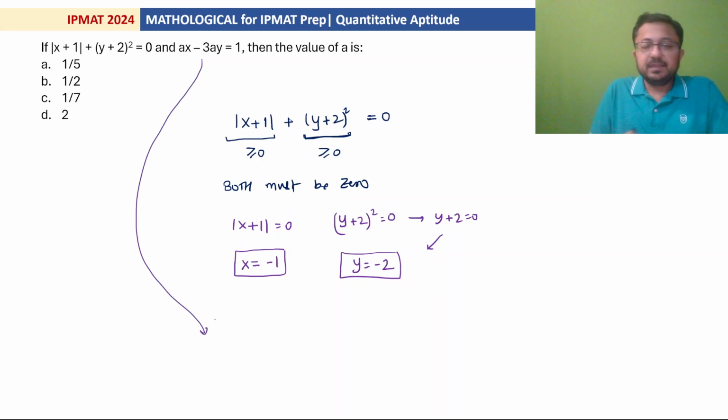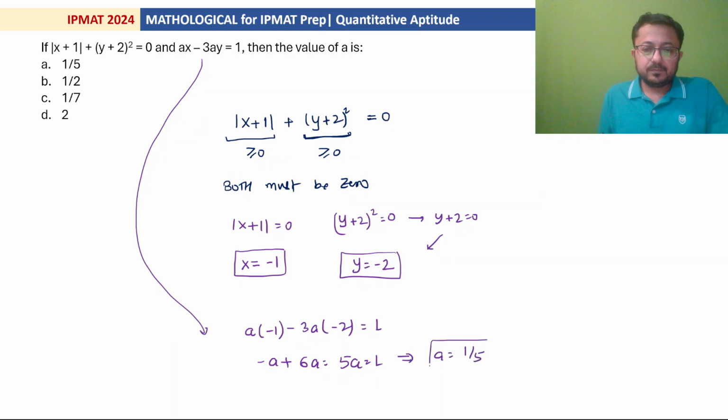Now put these values in the second equation, ax minus 3ay is equal to 1. So a into x will be a into minus 1, minus 3a into y, where y is equal to minus 2, and this is equal to 1. So minus a plus 6a is equal to 5a, and 5a is equal to 1, and hence a is equal to 1 upon 5. So a equal to 1 upon 5 is what we got. Option A is the answer. Is this clear? Okay. Next question.